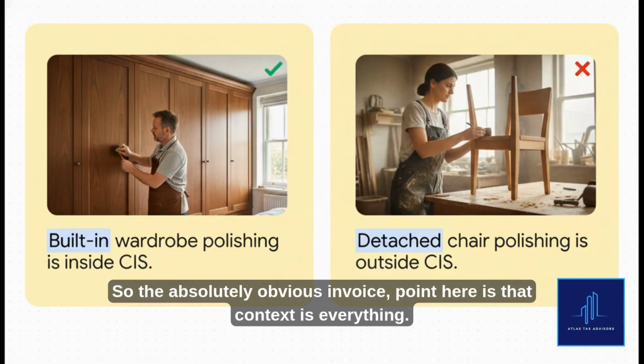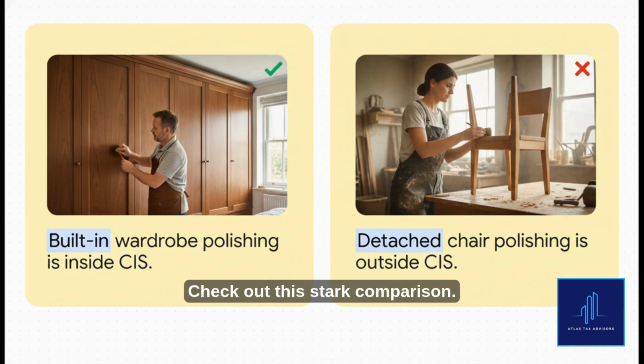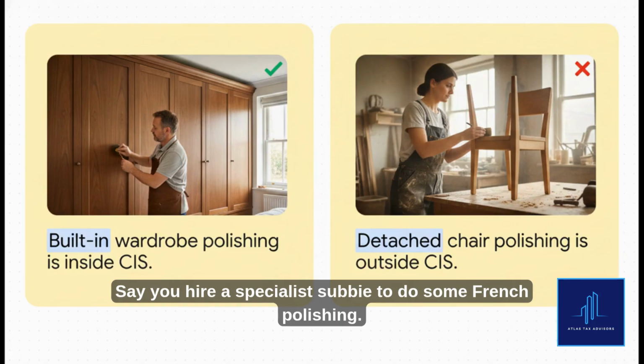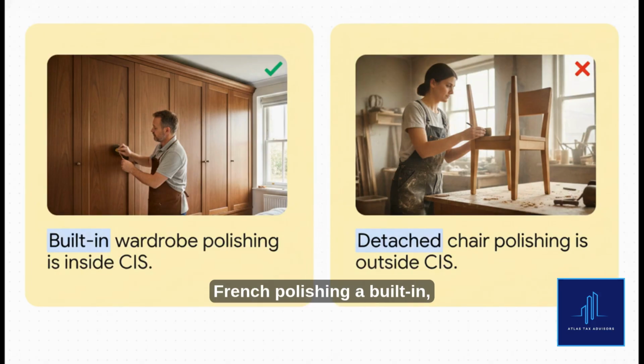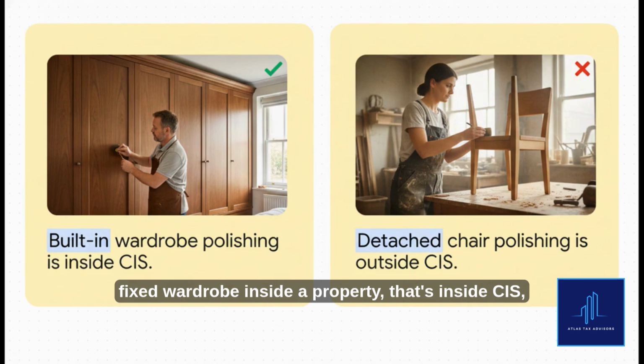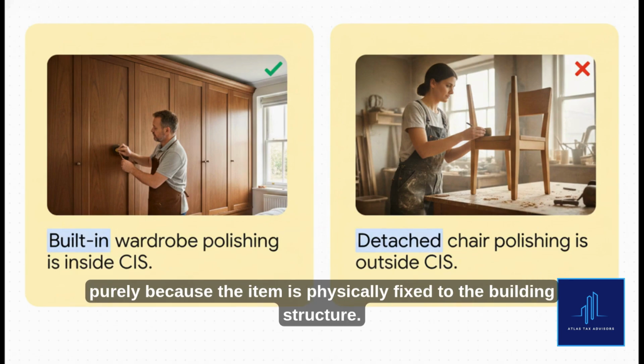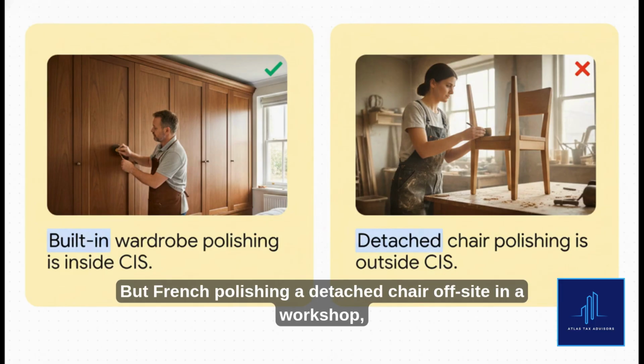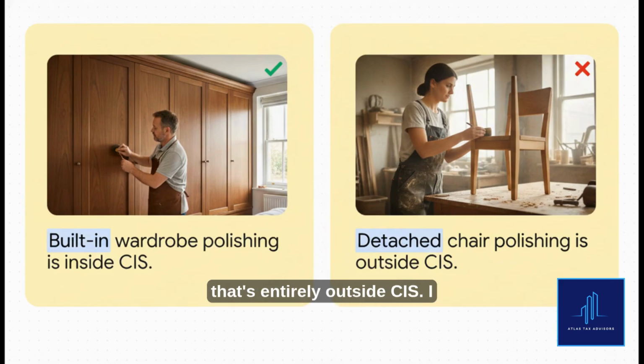So the absolutely crucial point here is that context is everything. Check out this stark comparison. Say you hire a specialist subby to do some French polishing. French polishing a built-in, fixed wardrobe inside a property, that's inside CIS, purely because the item is physically fixed to the building structure. But French polishing a detached chair off-site in a workshop, that's entirely outside CIS.